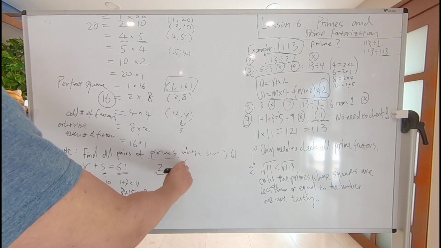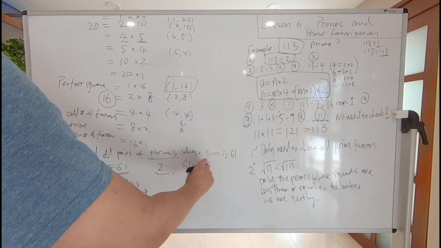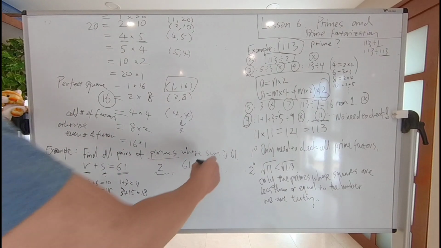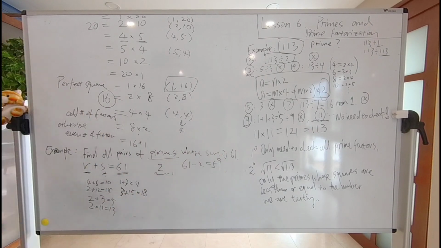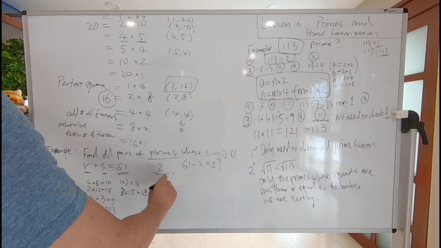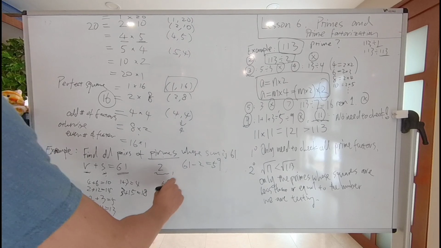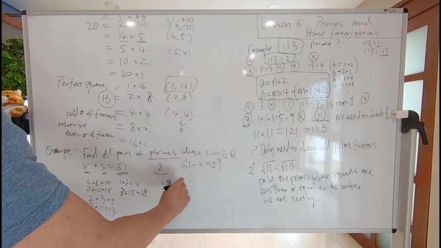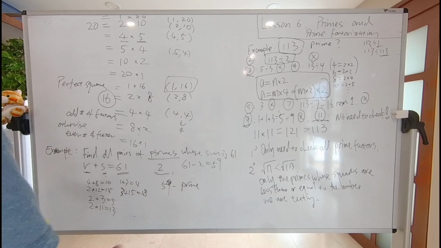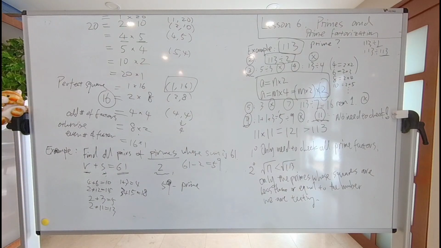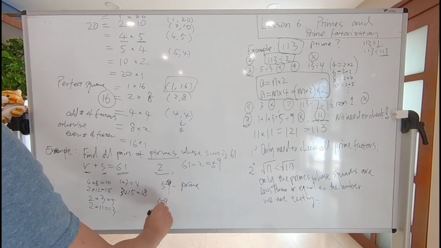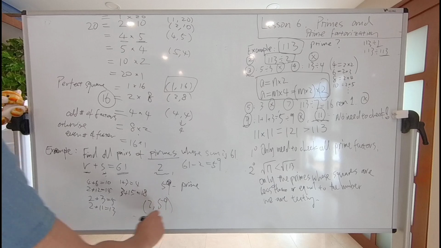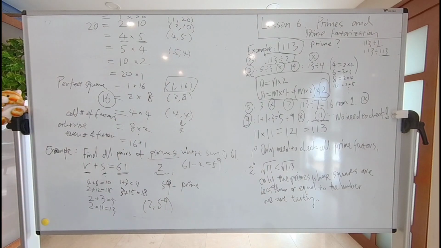Then how about the other number? If I use 61 minus 2, I get 59. So the other number has no other choice but to be 59. Then let's check. You can use the way that we just learned, and you can find that 59 is a prime number. So then the solution is that the pair of prime numbers are 2 and 59.